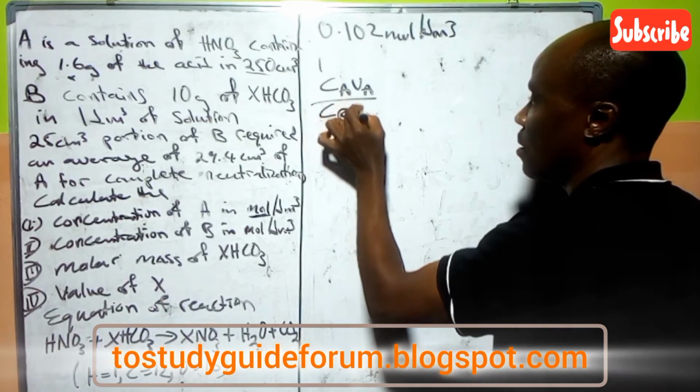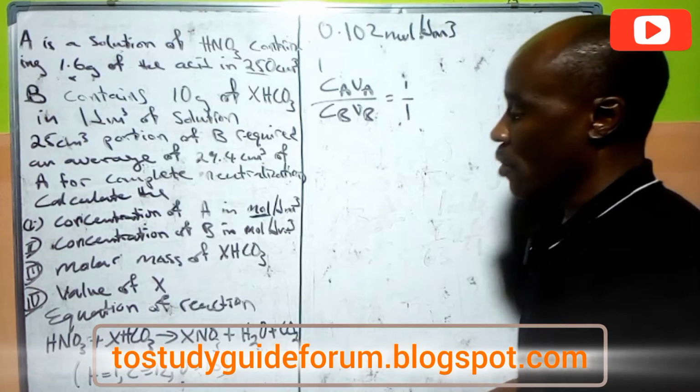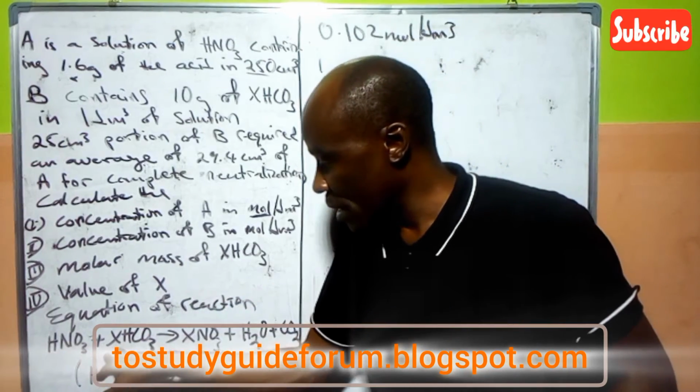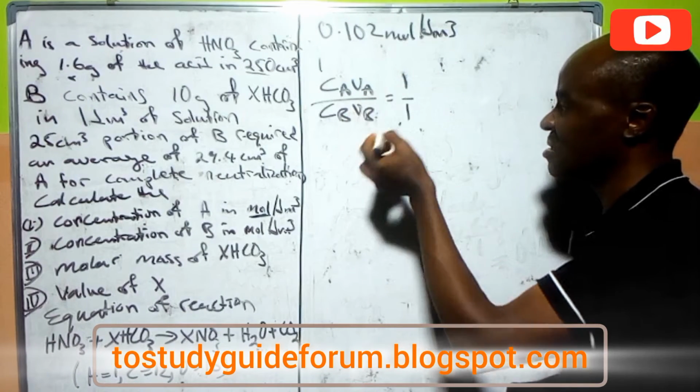The formula. From this balanced equation, we find out that the mole ratio is what? 1:1. Okay, I've already written that there.